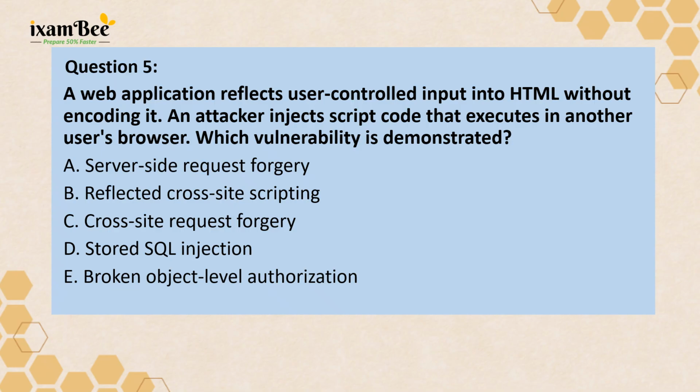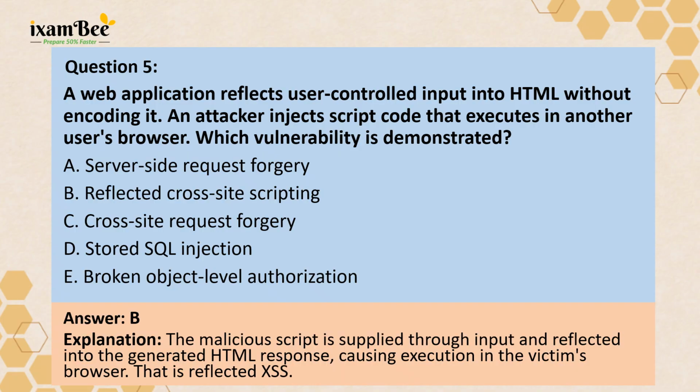Now in this question, a web application reflects user-controlled input into HTML without encoding it. An attacker injects script code that executes in another user's browser. Which vulnerability is demonstrated? The correct answer here is B, reflected cross-site scripting.